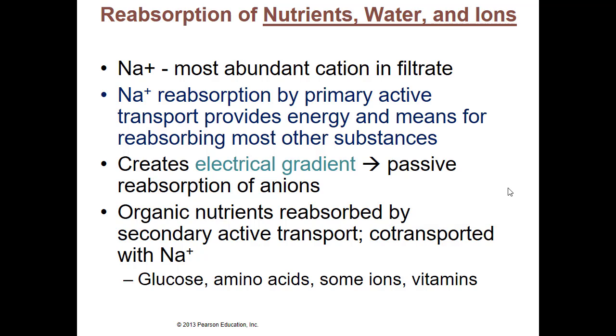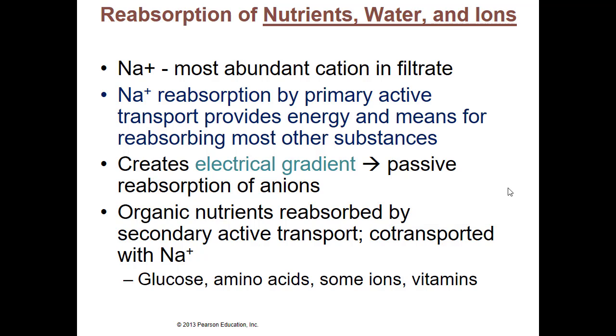Now, other organic nutrients, like glucose and amino acids, are reabsorbed by what's known as secondary active transport. Again, it usually comes with the sodium. When we are using ATP to pump sodium out, we usually use a lot of protein carriers that will pump something else with it. Well, let's take that energy, and if we're pumping sodium out, let's tag along some amino acid with it. So it's secondary active transport.